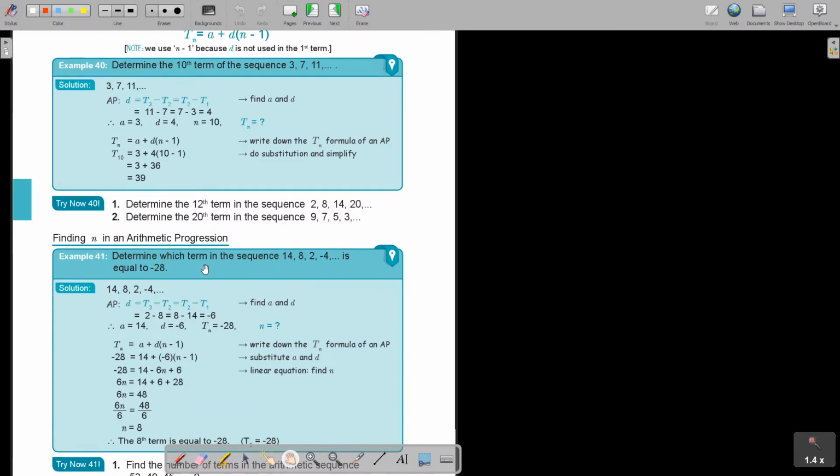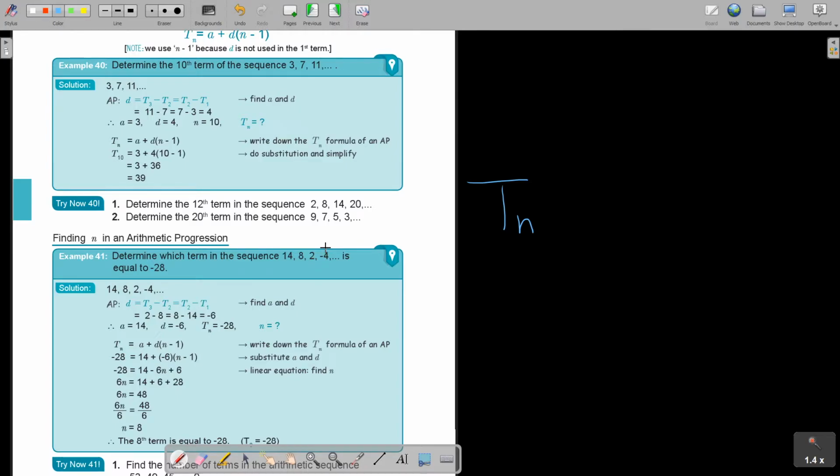Determine which term in the sequence is this. So this is the number in front or at the back. That's Tn, and they just want to find the value of n. But you always start with the formula as you know it. It's an AP. How do you know? You have to test. So you say 8 minus 14, it's negative 6. 2 minus 8 is negative 6. So it's an AP. So do the test first.